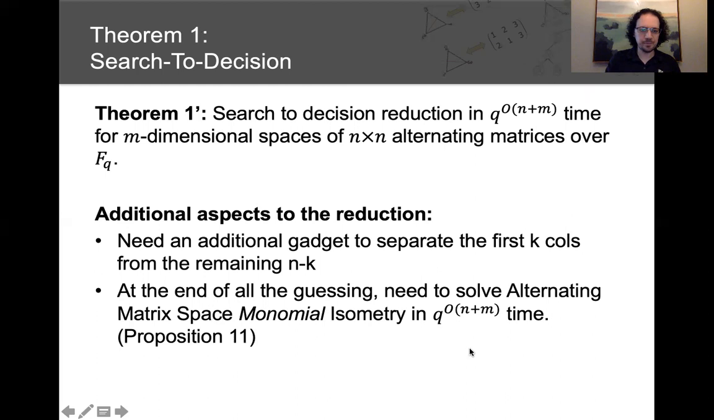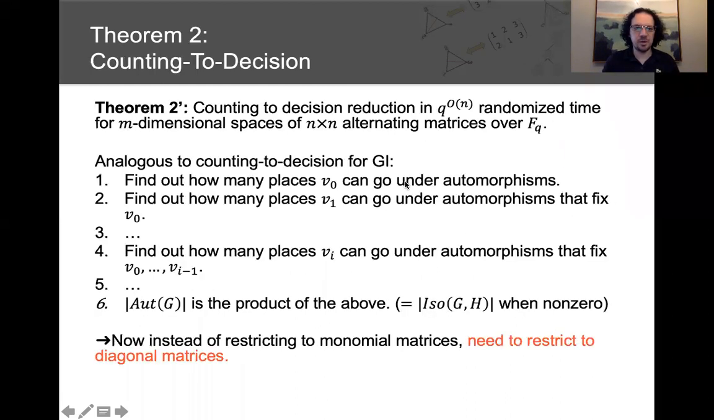And this we solve in q^O(n+m) time. Now I want to tell you about the gadgets for our next result, the counting to decision reduction. Again, this will be phrased in terms of alternating matrix spaces, so it's analogous to the counting to decision reduction for graph isomorphism. In graph isomorphism, you would pick some vertex v0, and find out how many different vertices it can map to under automorphisms. Then find out for the next vertex v1 how many vertices it can go to under automorphisms that fix v0, and so on, where the ith iteration is you find out how many places vi can go under automorphisms that fix the previous i vertices.